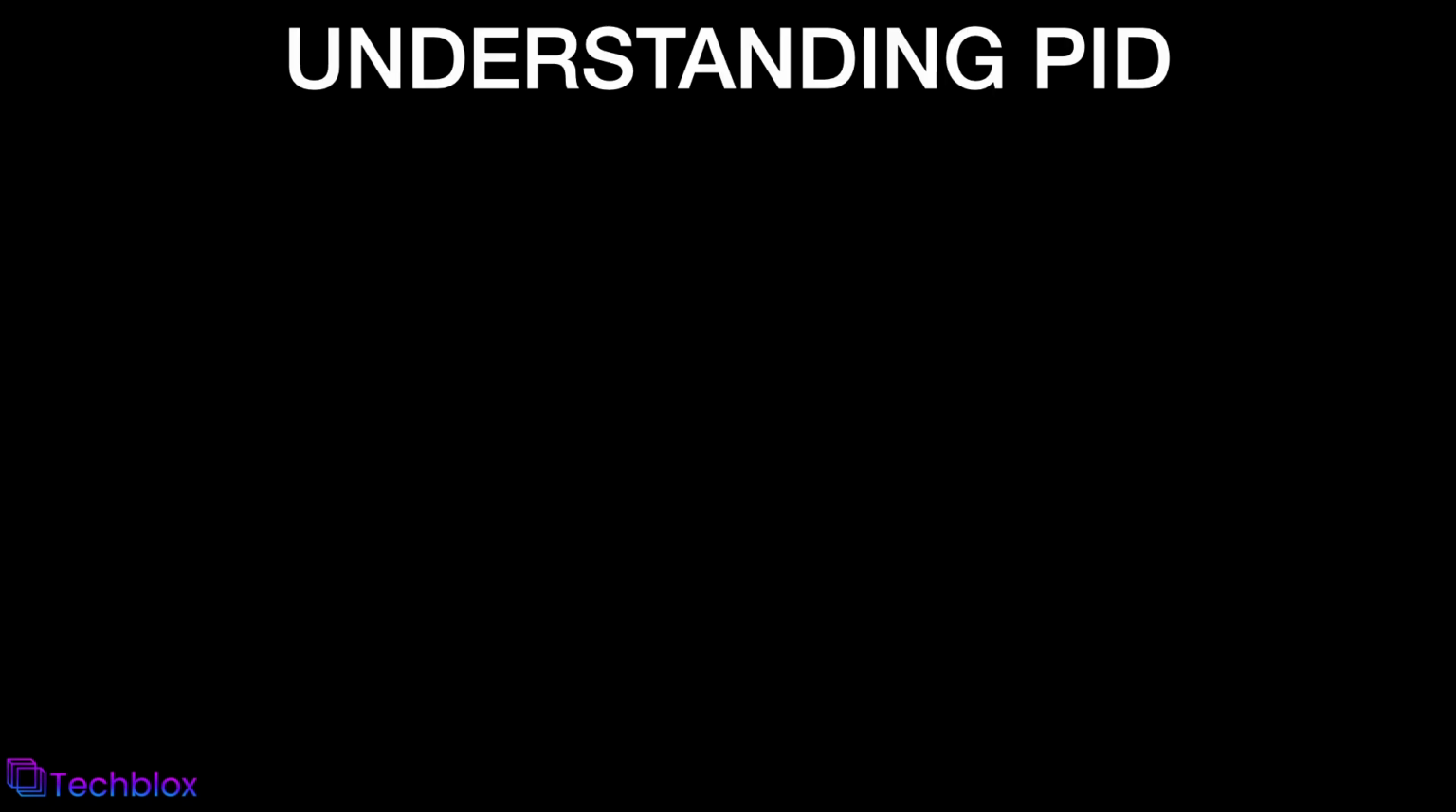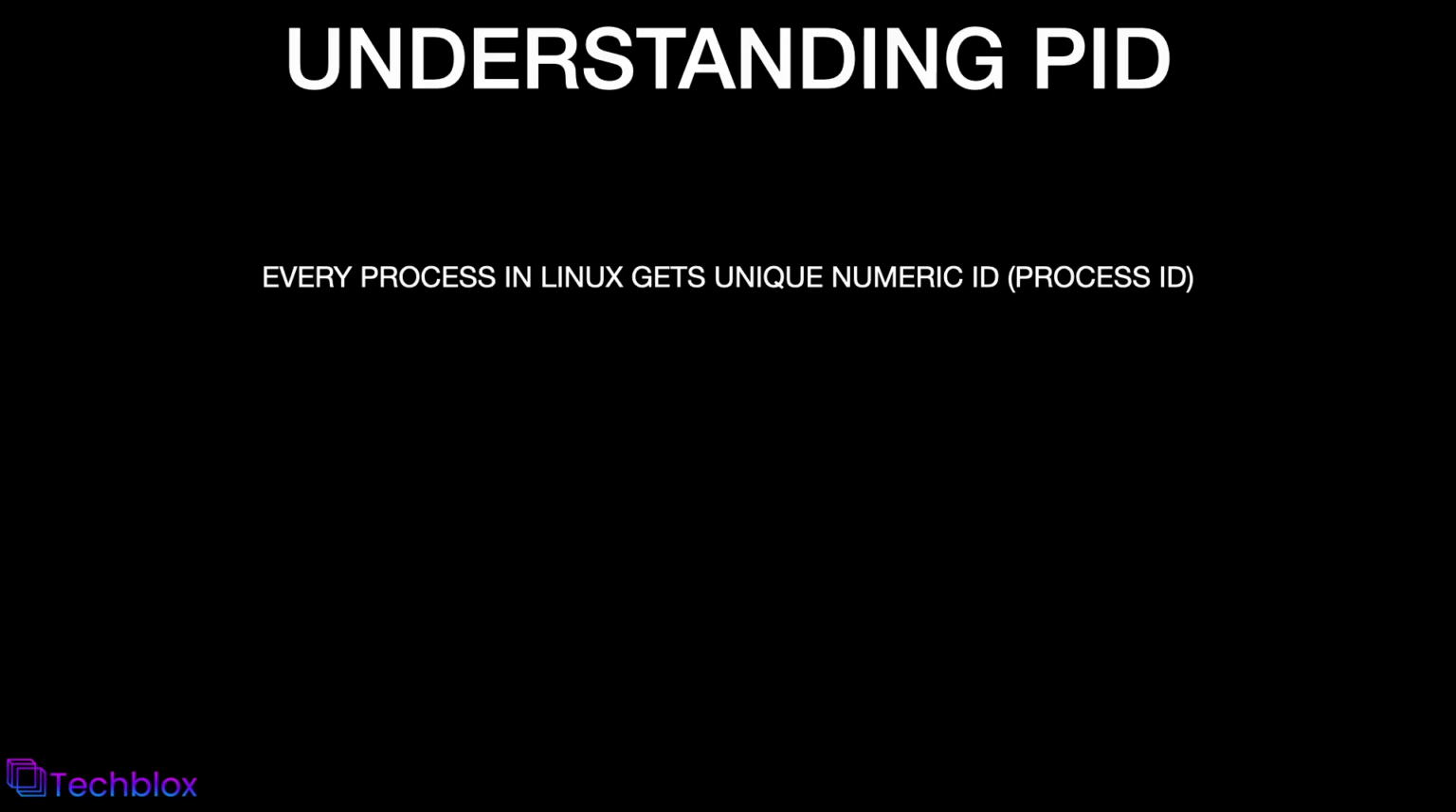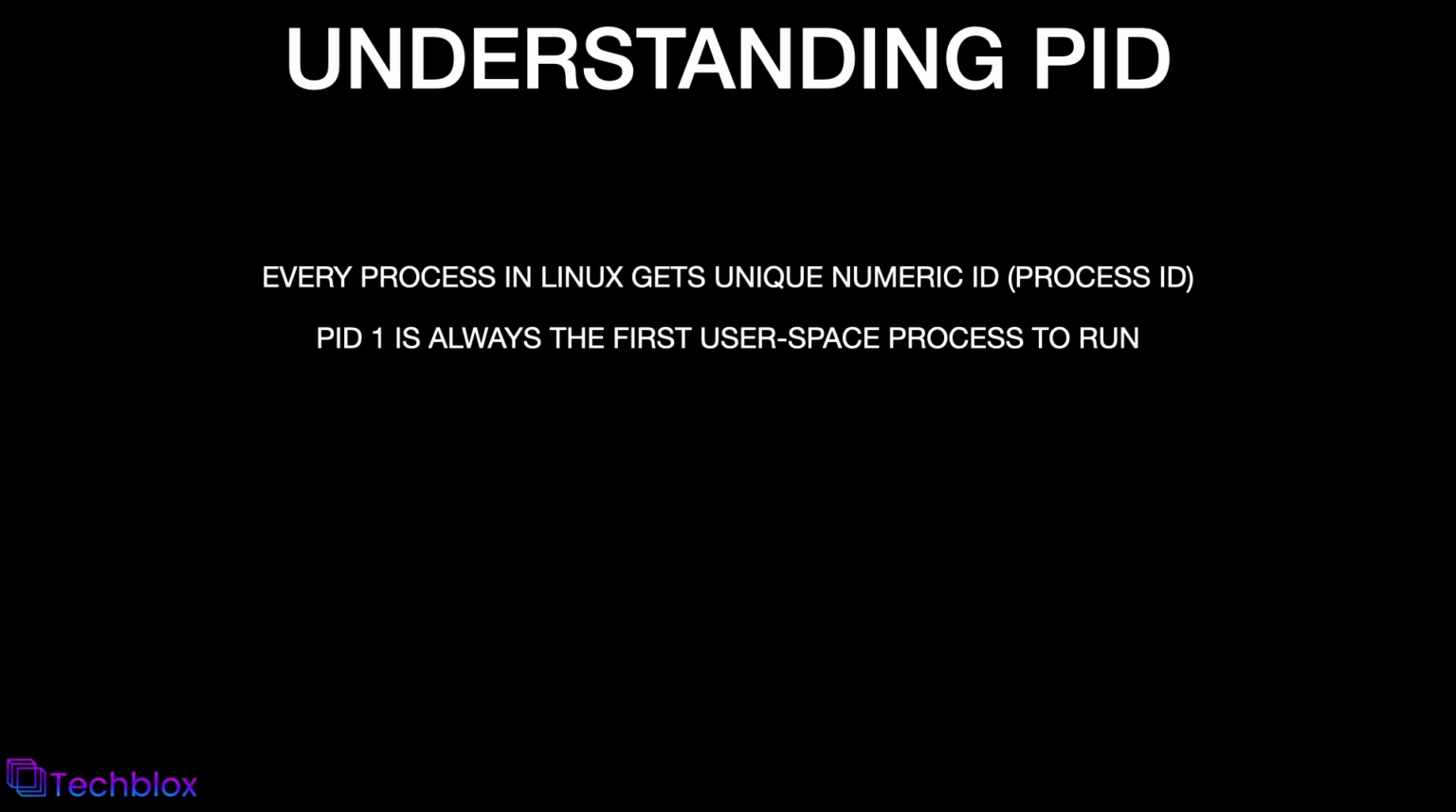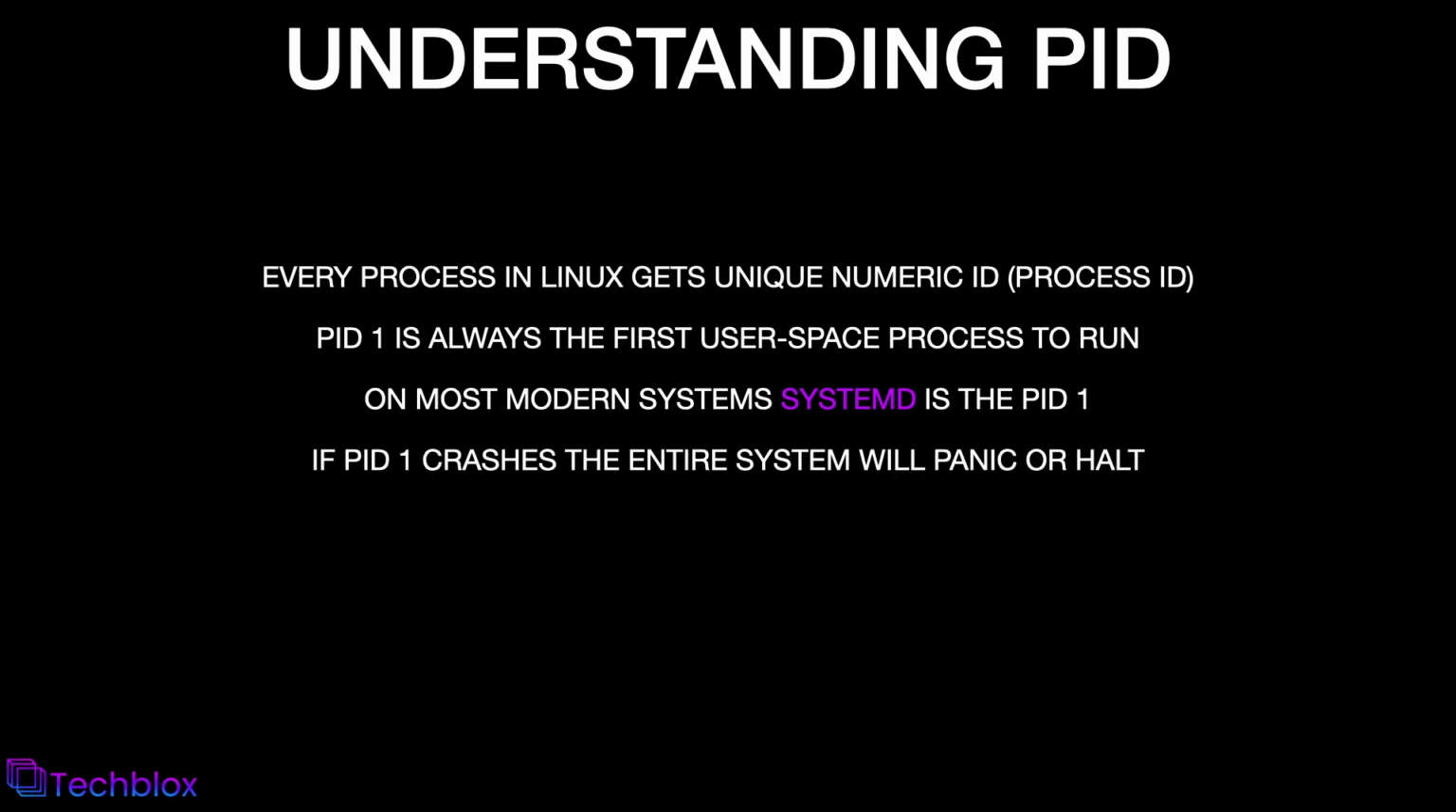Before we move forward, let's take a moment to talk about PIDs, or process IDs. Every process running on a Linux system gets a unique numeric ID. The kernel assigns it when the process is created. PID 1 is special. It's always the first user space process to run, and it stays alive as long as the system is up. In modern systems, systemd is PID 1. If PID 1 crashes, the entire system will panic or halt. It's that critical. We'll dig more into process management in a later video, but for now just remember, PID 1 is the root of all user space processes. It's the first and it controls everything that comes after.